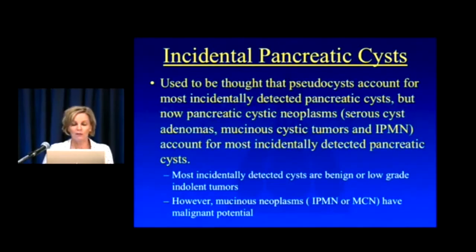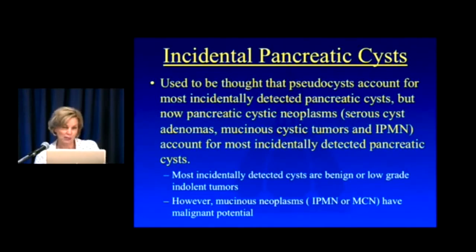It used to be thought that pseudocysts were the most common incidentally detected pancreatic cysts, but this is in the old days. And now what we see as the most common incidentally detected pancreatic cyst is actually pancreatic cystic neoplasm. So things like serous cystadenomas, mucinous cystic neoplasms, and IPMN. And that accounts for most of the cysts that we find incidentally.